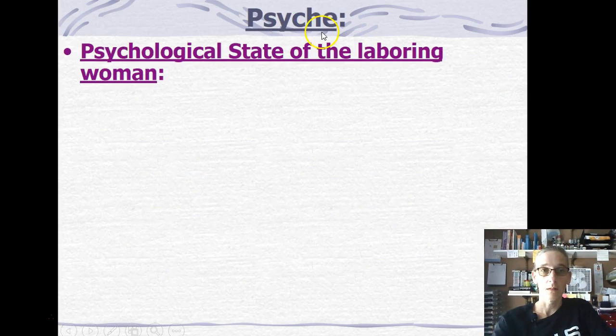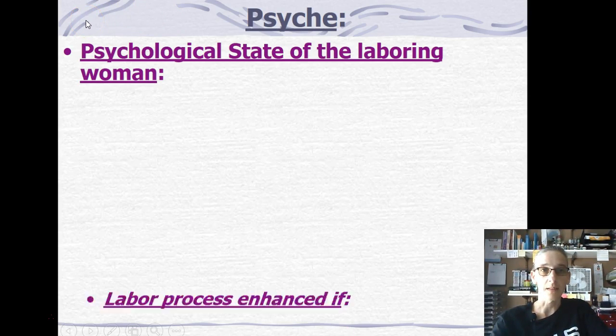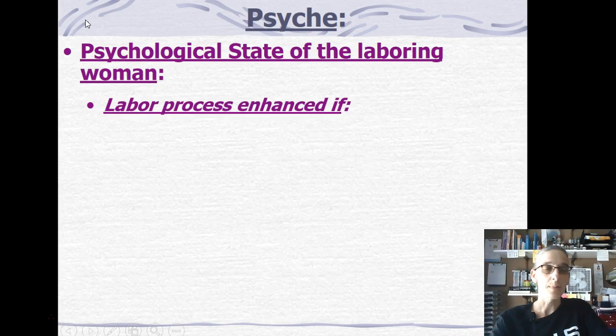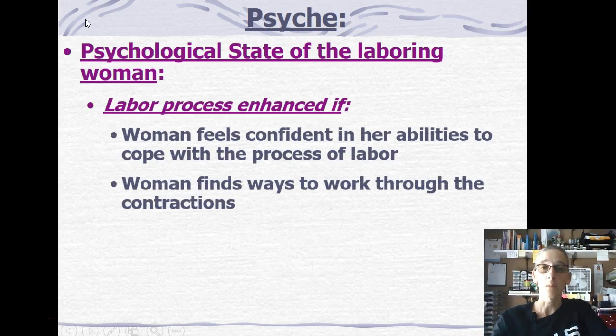Right, number 4 of the 4 P's of labor is psyche. This is the psychological state of the laboring woman. So the labor process can be enhanced if the woman feels confident in her abilities to cope with the process of labor. If she's very unconfident, thinking, I can't handle this, I'm so worried about the pain, that's kind of how the whole thing is going to go.